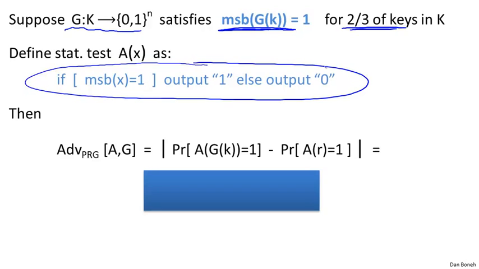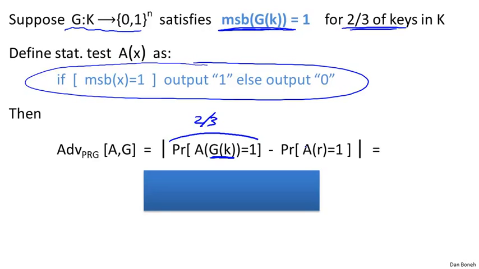Remember, I just wrote down the definition here again, and I'll let you think about this for a second. So let me explain. Suppose we give the statistical test pseudo-random input. By definition of G, we know that with probability 2/3, the first bit in the input will be 1. But if it starts with the bit 1, then the statistical test will output 1. In other words, the probability that the statistical test outputs 1 is exactly 2/3.